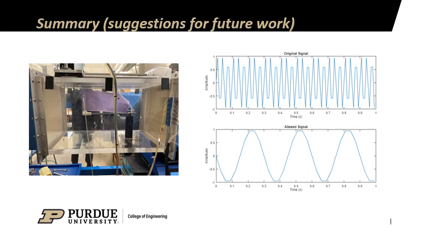Two suggestions we would have for future work would be to shorten the flag mount in order to reduce the kinematic effects and to increase the sampling rate of the dynamometer.